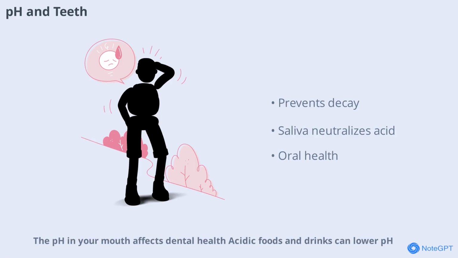pH in your mouth affects dental health. Acidic foods and drinks can lower pH, leading to tooth decay. Saliva helps neutralize acids and maintain a healthy pH. Brushing and rinsing after eating acidic foods can protect your teeth. Understanding pH helps you make choices that support oral health.